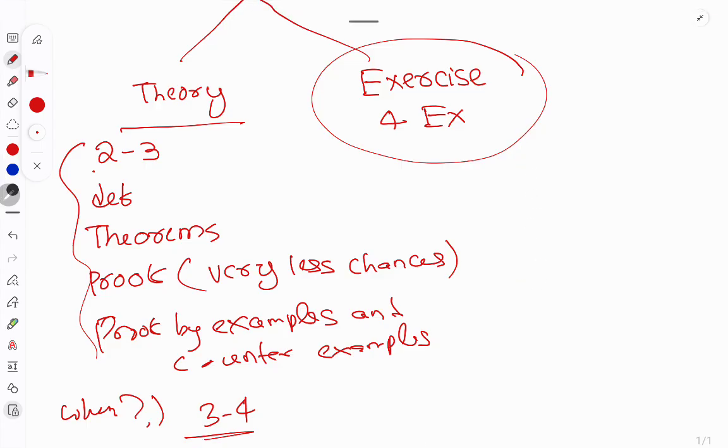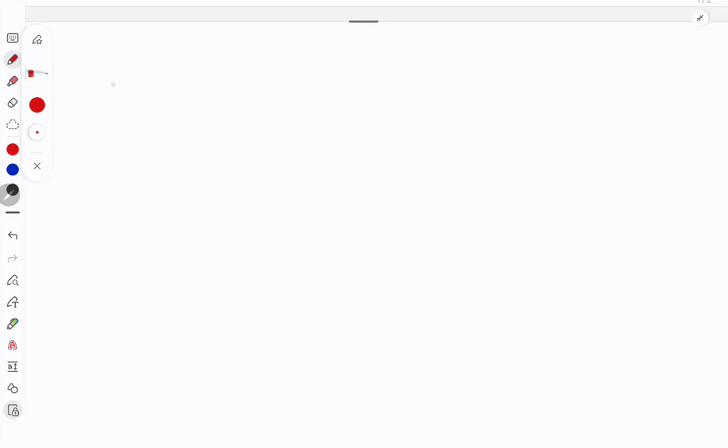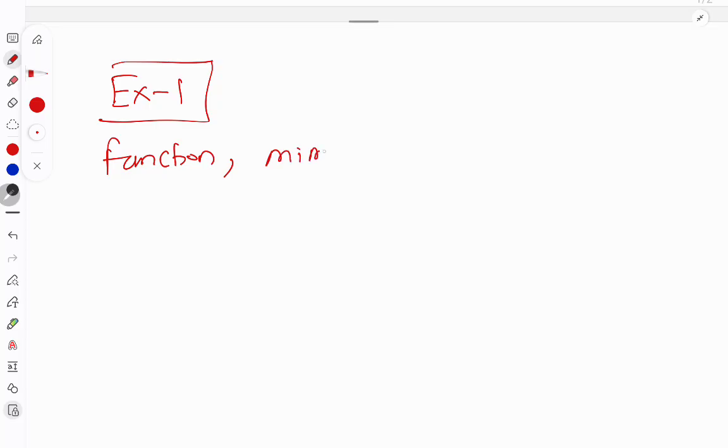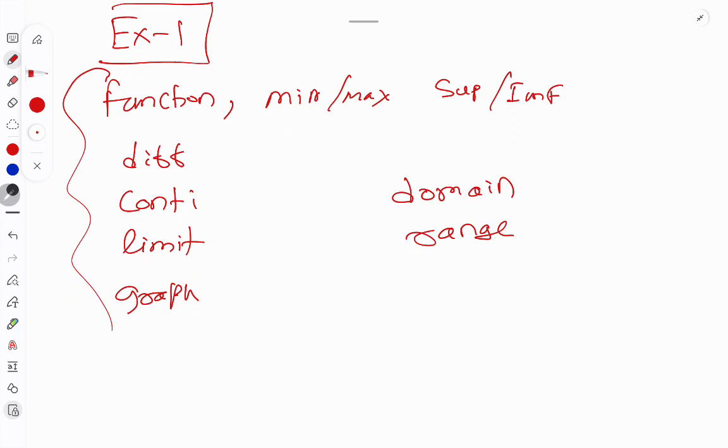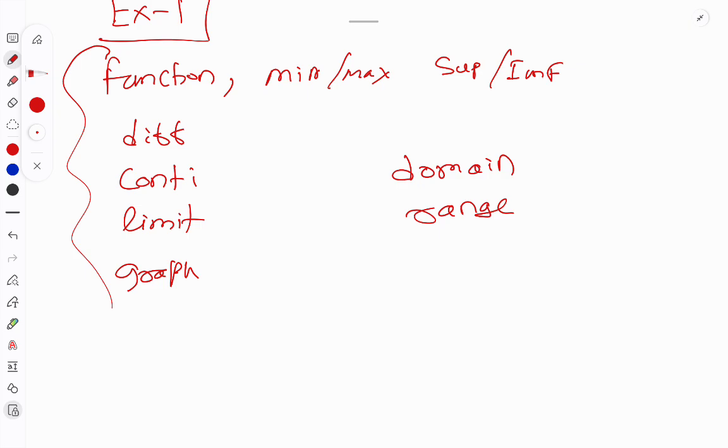First question, exercise 1. Exercise 1 will be on functions: minimum, maximum, supremum, infimum. Is it differentiable, or is it continuous? Find the limit, draw the graph, domain, range, all these concepts in question number 1 and many more as well. I will cover this one later; I have not yet covered this part in any batch.